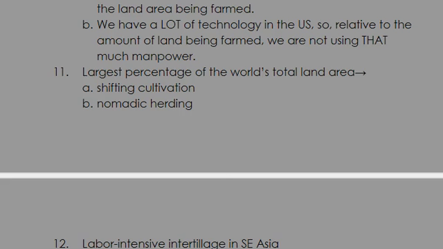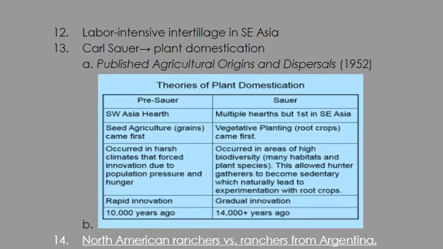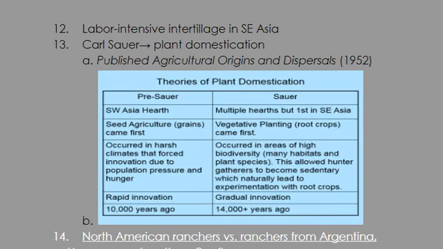If you want your animals to be able to eat off the land and you want to move them around, you're going to take up a lot of land because it takes way more land to say, okay, animals, go find your own food on this section of land, and then they eat all of it, and then you have to move again, than it does to just put them in a pen and say, here's your food, animals. Just so you know, labor-intensive intertillage, like growing between the rows, is really, really common in Southeast Asia.